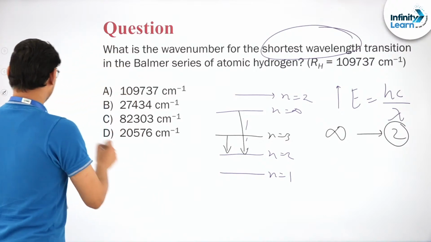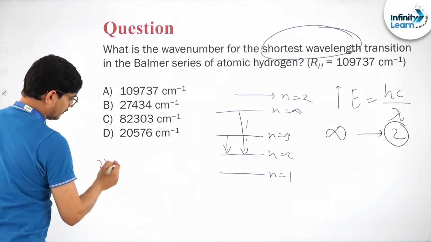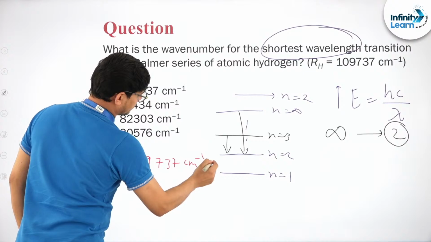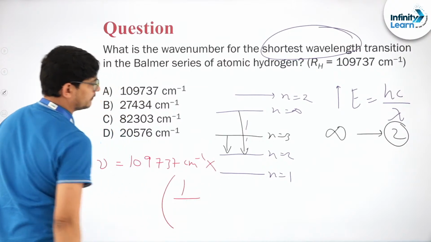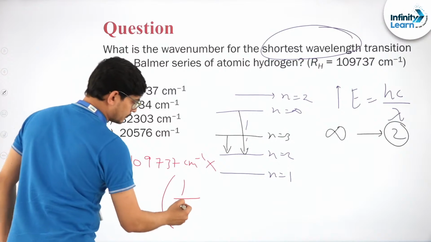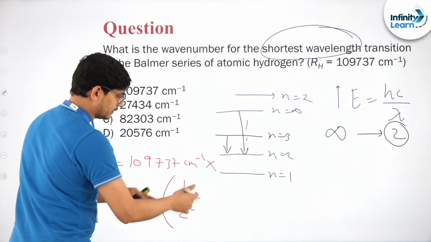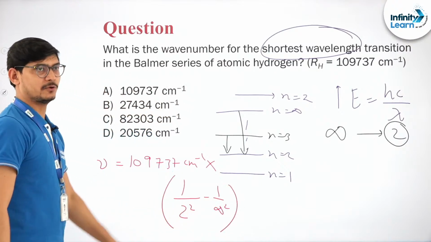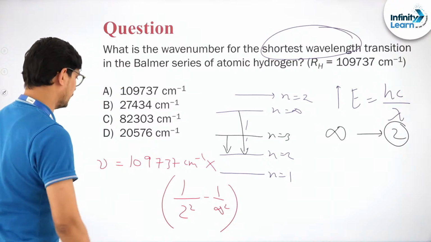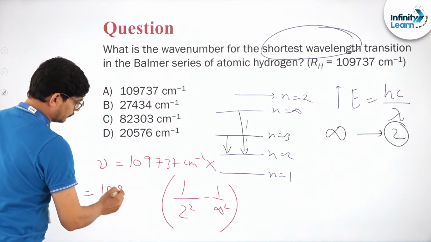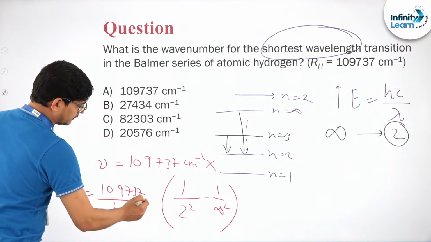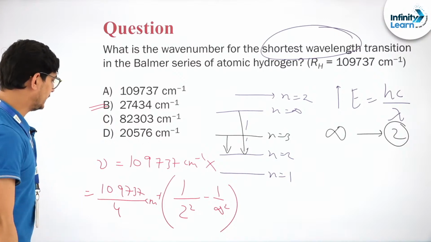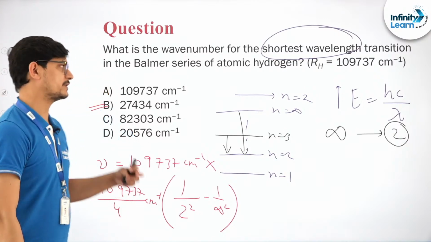Now we can find out the wave number. Wave number would be 109,737 centimeter inverse multiplied by 1 upon 2 squared minus 1 upon infinity squared. In order that it is positive, I will take it to be like this. So 2 squared is 4, 1 upon infinity is 0, you have to divide by 4 and you can see which answer will be correct. Yes, you thought it right, the correct answer will be 27. Is that clear, guys? Okay, so it was a previous year question.